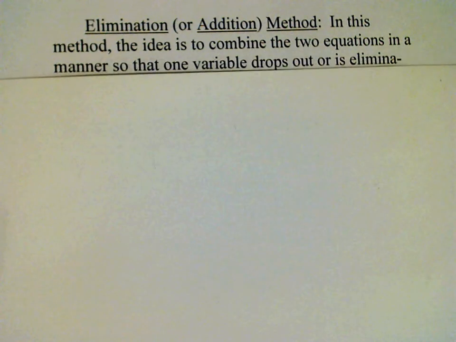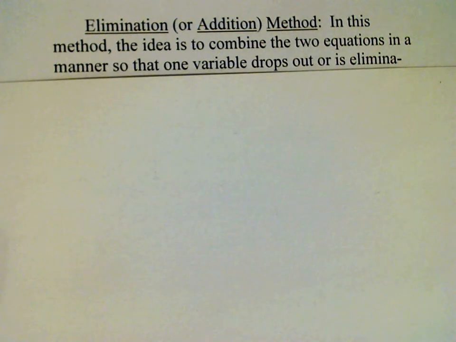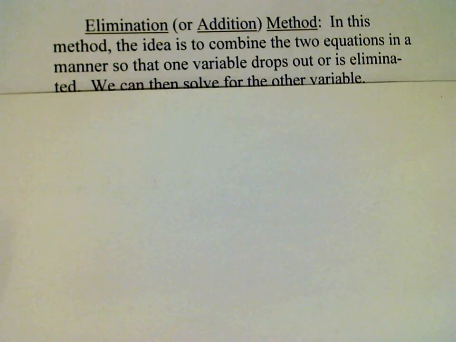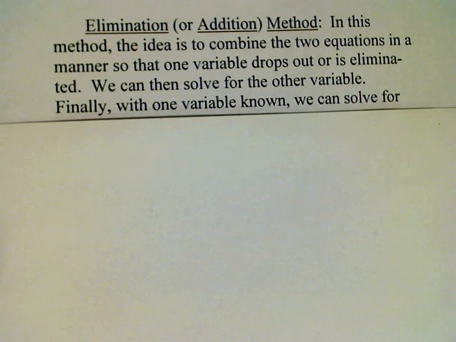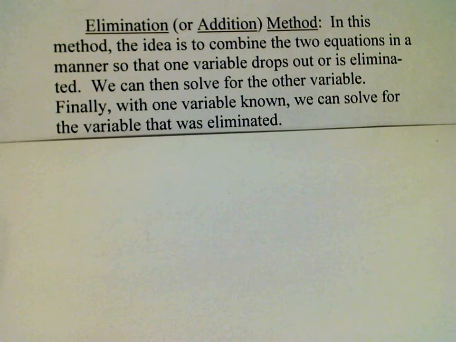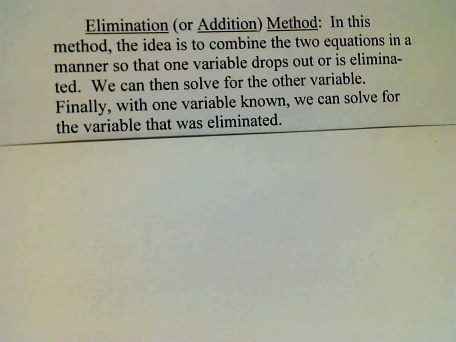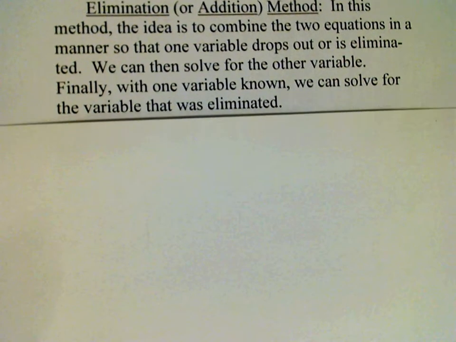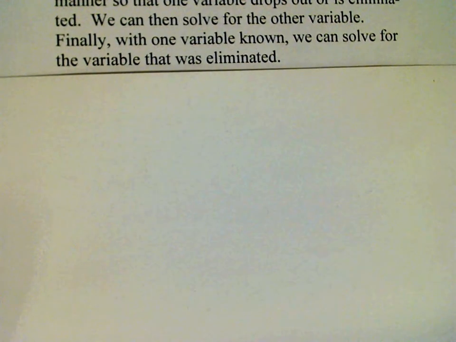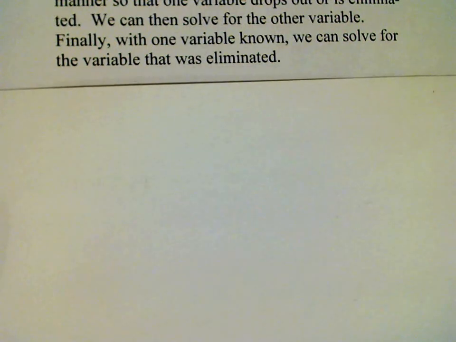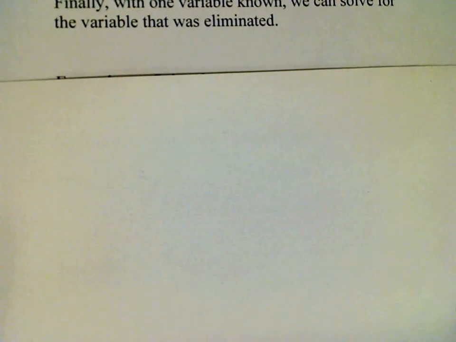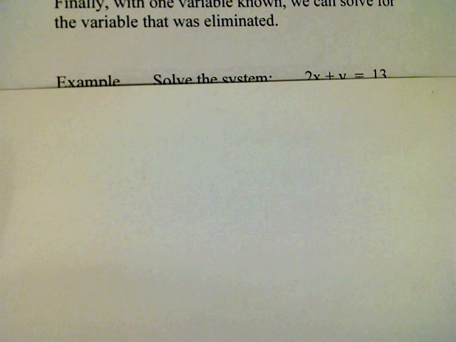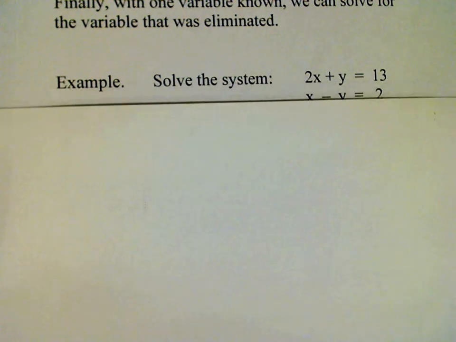And the idea in the elimination method is to combine the two equations in such a way that one of the variables drops out or is eliminated. And this will allow us to solve for the other variable. And then once we know the value for one of the variables, we can easily find the value for the other variable. And this sounds complicated, but it really isn't too hard. I think once you do a little practice, this will seem pretty easy.